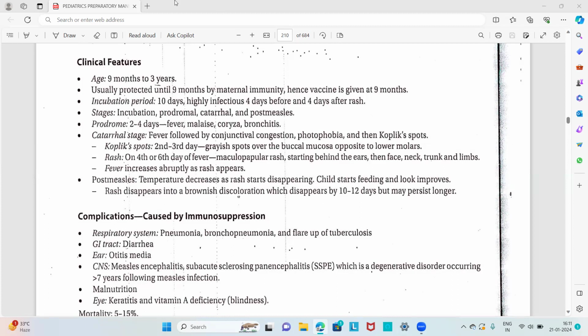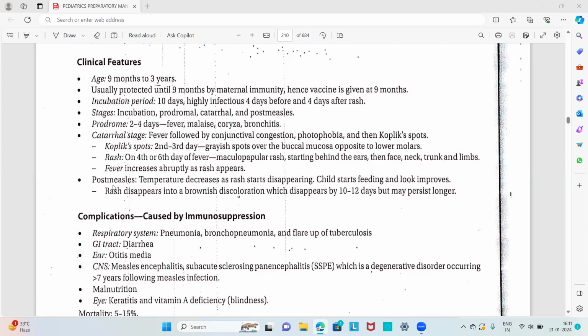So this is all about the clinical features of measles. There are usually four stages: incubation period, prodromal stage, catarrhal stage, and post-measles stage. In the prodromal stage, the usual findings are fever, malaise, coryza, and bronchitis. In the catarrhal stage, we have fever followed by conjunctival congestion, photophobia, then Koplik spots. That is the major characteristic of the catarrhal stage, and the rash also appears in this stage.